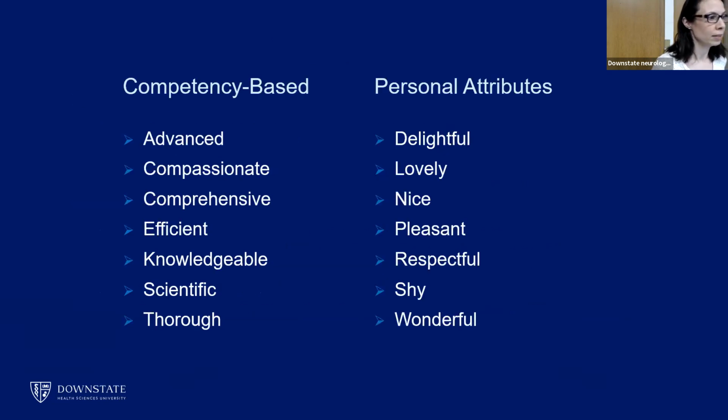These are some examples of competency-based descriptors versus personal attributes. You can see that advanced, comprehensive, and efficient describe students' behaviors and competencies, while delightful, lovely, and nice are character traits.